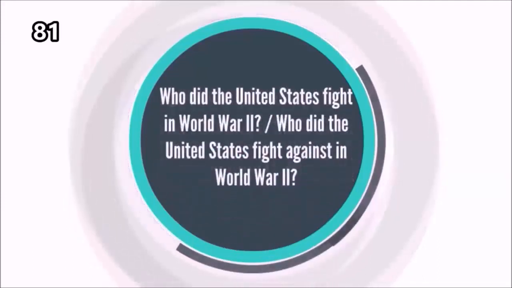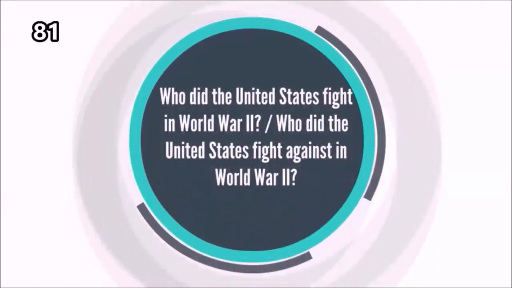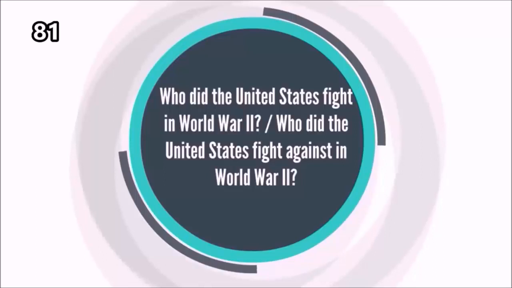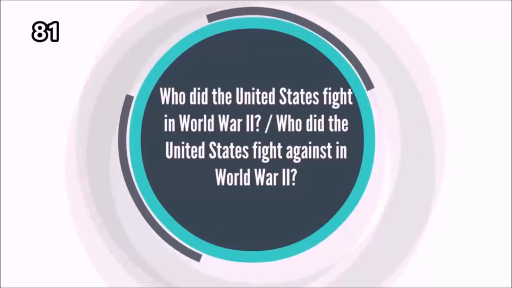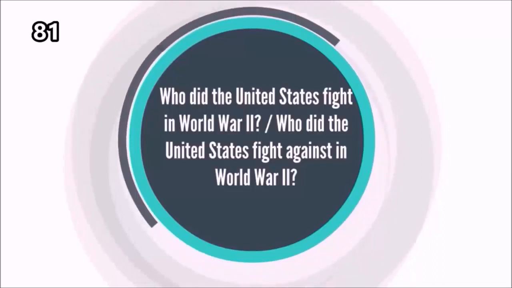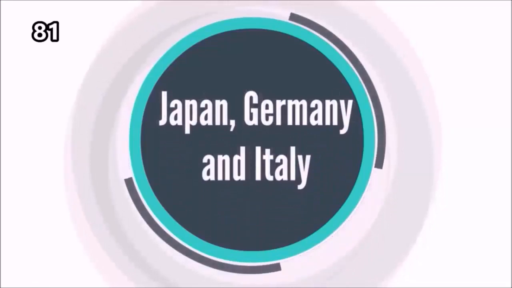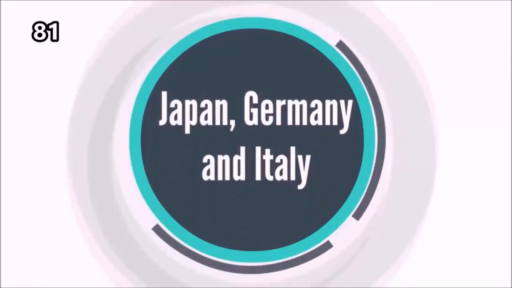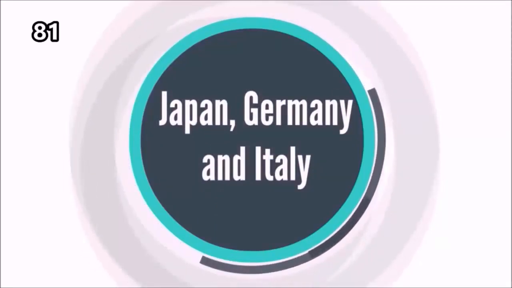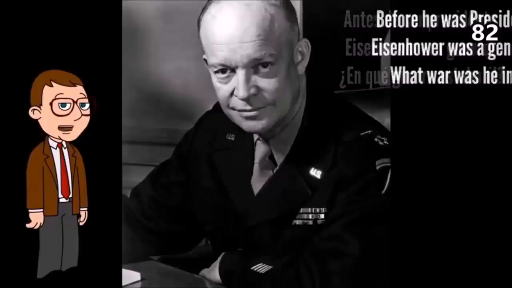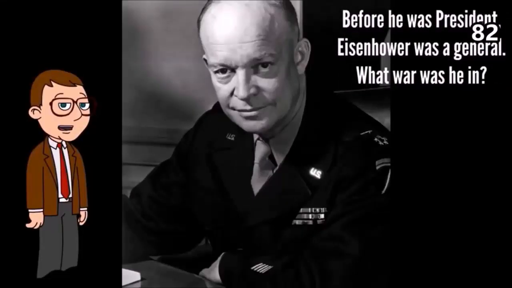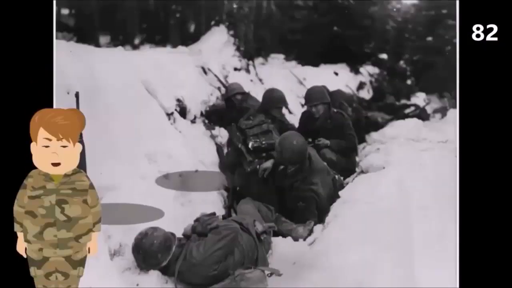Who did the United States fight against in World War II? Japan, Germany, and Italy. Before he was president, Eisenhower was a general. What war was he in? World War II.